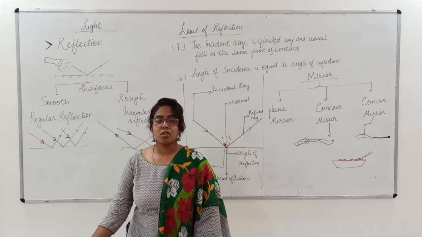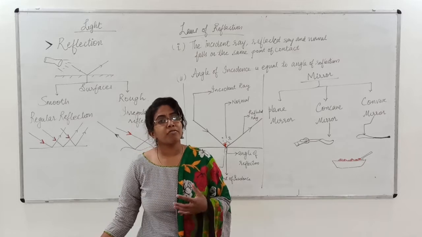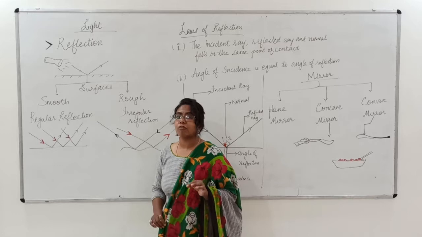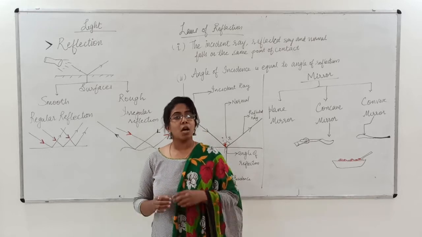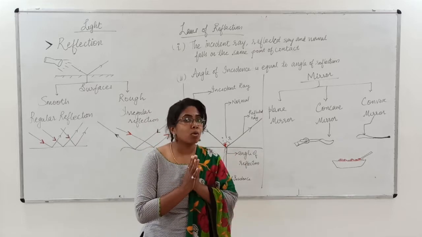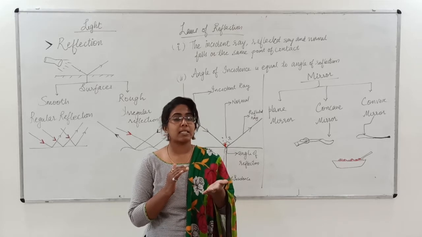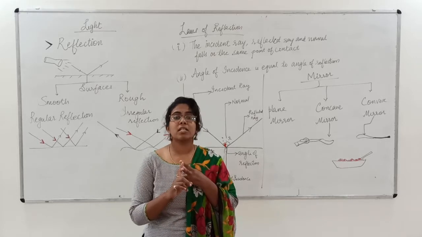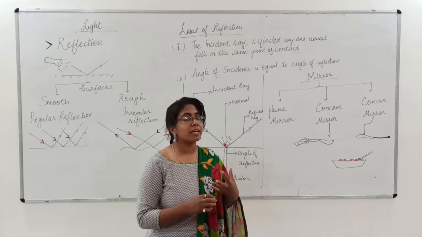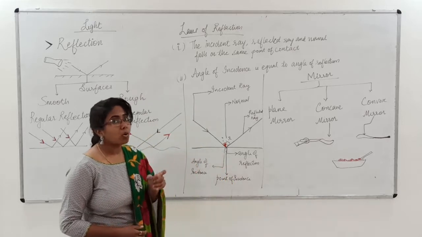Hello kids. So today we are going to dive deep into the topic of light. In the previous class we learned that light is a form of energy which helps to make things visible. And last class we also learned that there are two types of light, that is reflection as well as refraction. Today we are going to learn in detail how reflection works and how we can use it in our daily life. Okay.